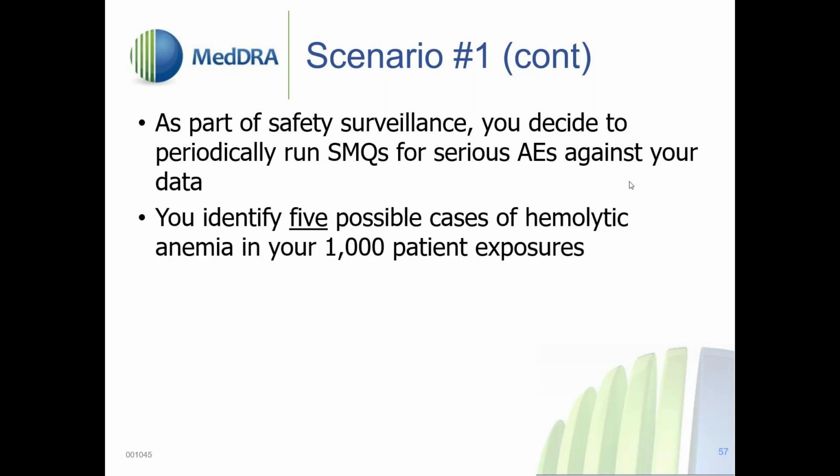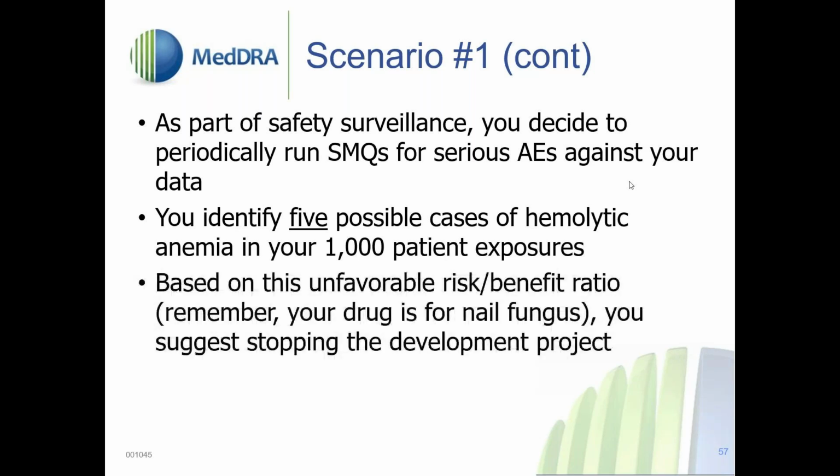And then as part of your safety surveillance, you decide to periodically run SMQs for serious AEs against your data. And you identify 5 possible cases of hemolytic anemia in your 1,000 patient exposure. And 1,000 patients is not much. Hemolytic anemia is a severe adverse event. And based on this, you make a risk-benefit assessment, which is unfavorable.